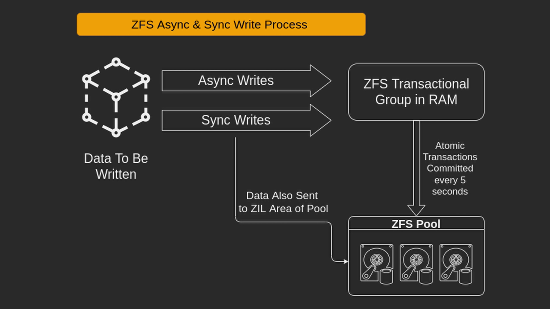These groups are atomic, meaning the entire contents of a transaction group must be committed to disk before it is considered a complete write. That is the copy and write mechanism that I discussed in my video where I said ZFS is a cow, linked down below.